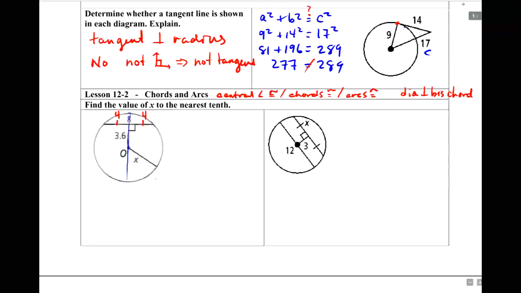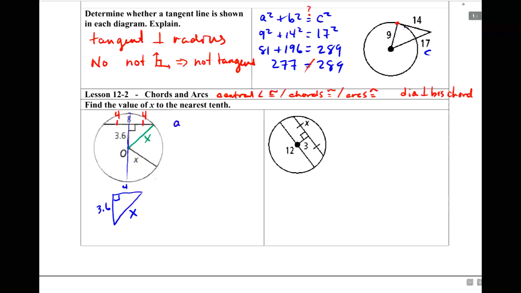And I have a radius. How am I going to deal with this? Well, I am going to draw a radius right there. That also measures x because all radii in a circle are congruent. So I now have this right triangle. This measures 4, this measures 3.6, and I'm looking for the radius x.